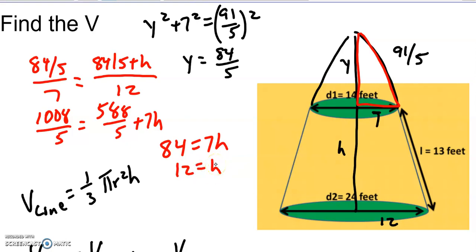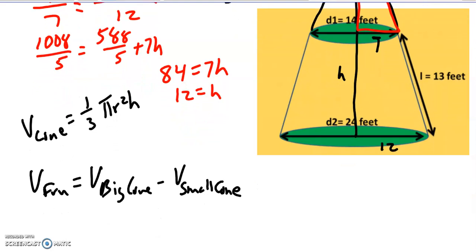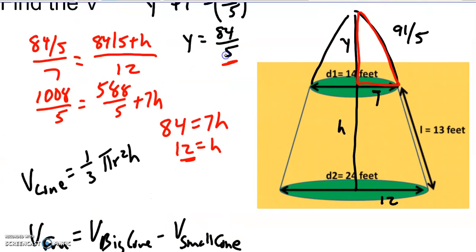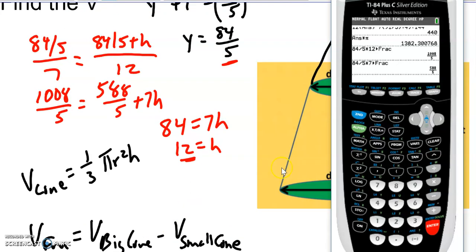So now we get this height. It's not the height here. It's actually just the height of the frustum. The height of the larger cone is going to be 12 plus 84 over 5. So now when you plug those into our formulas, the big cone is going to be 1/3 pi, radius of 12 squared. Now height is going to again be 12 plus 84 over 5. And I'll go ahead and get out the calculator for that. And I'm going to leave it in exact terms. And we get that to be 144 over 5.